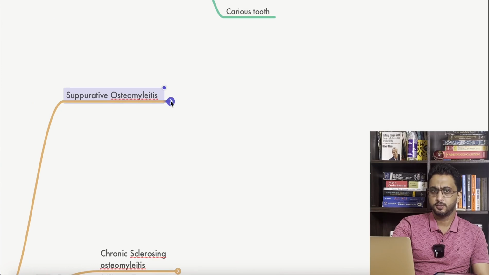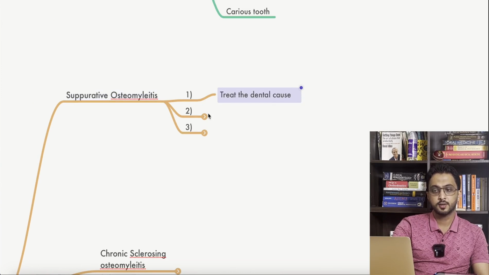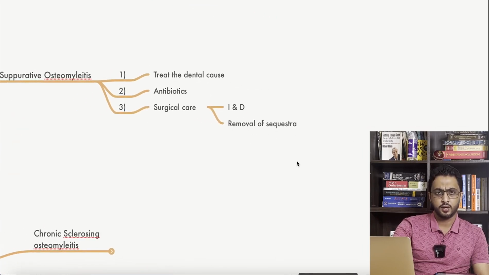Suppurative, what do you do? What is the cause? You give antibiotics. Treat the dental cause. Start the antibiotics, and if you need, go for incision and drainage, and remove the sequestra, if it is there.